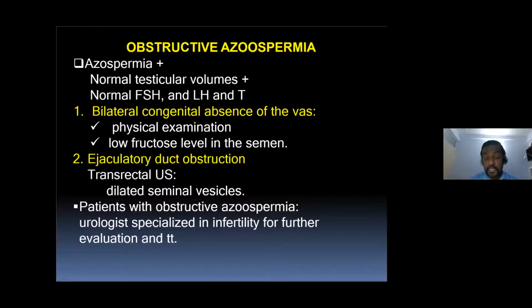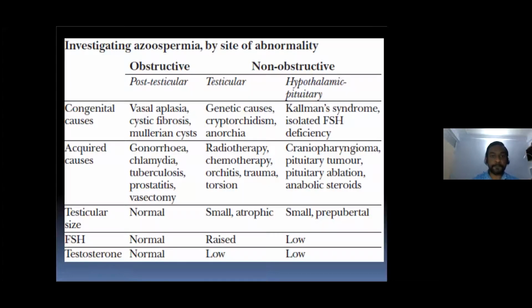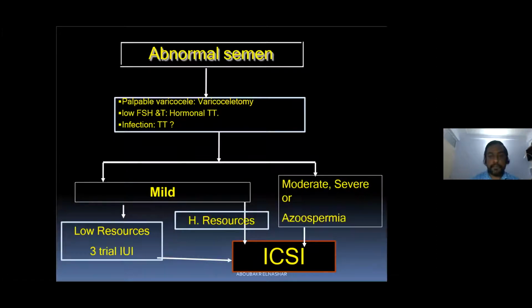Ejaculatory duct obstruction would commonly be detected by an ultrasound scan, most commonly a transrectal ultrasound scan, where they will see a cystic lesion. In that case, it is due to dilated seminal vesicles, and the patients would come with obstructive azoospermia. In those cases, the patient would be referred to a urologist for further management and treatment. And this is just a diagrammatic representation.